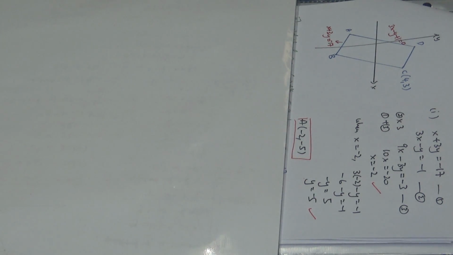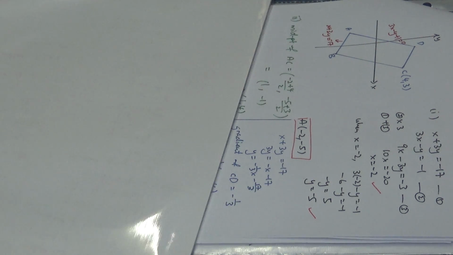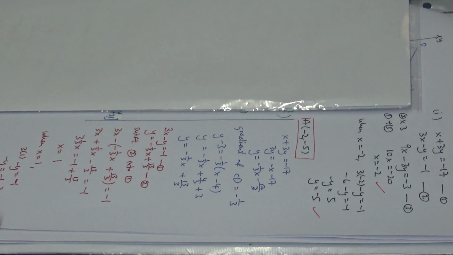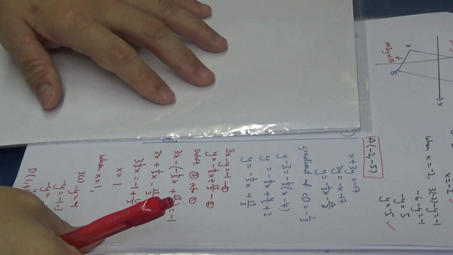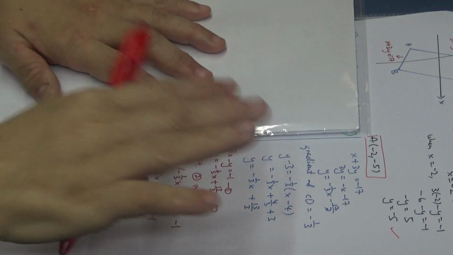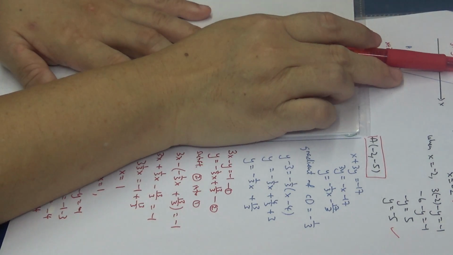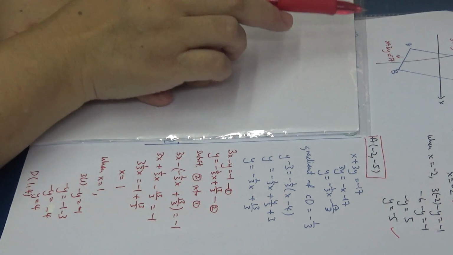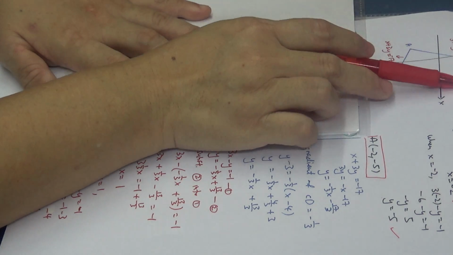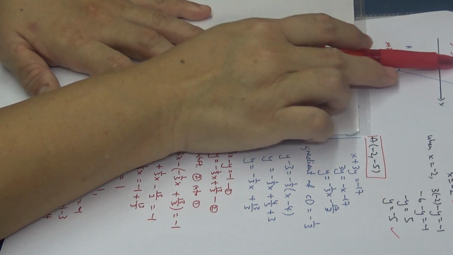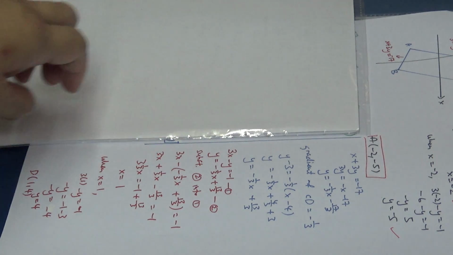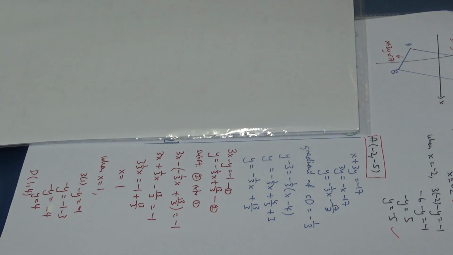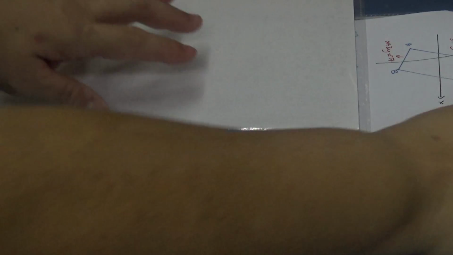Next they want to find the coordinates of B and of D. First we have to find the coordinates of D. D is at the intersection of AD and CD. So I know the equation of AD, I must find the equation of CD first in order to get the coordinates of D.